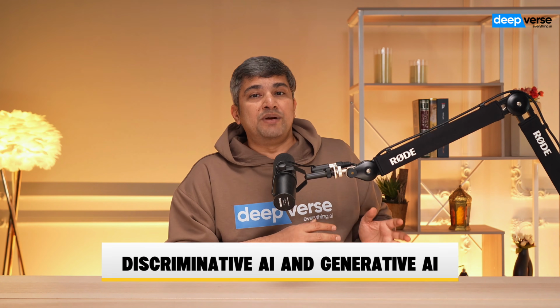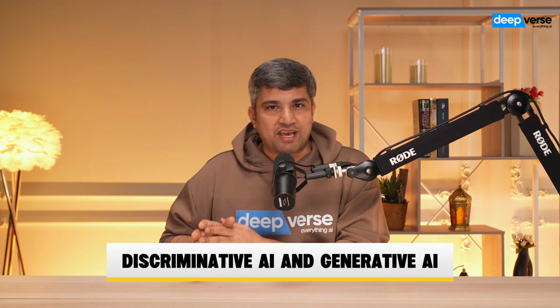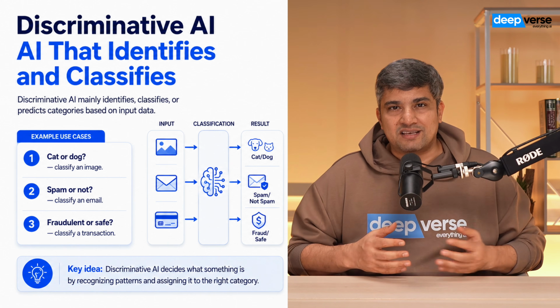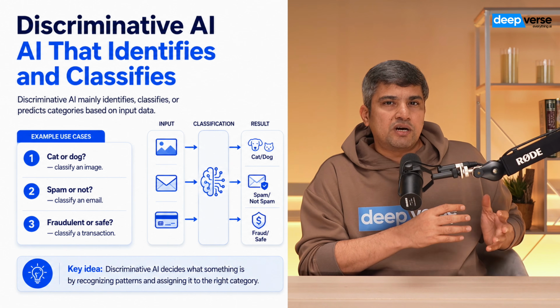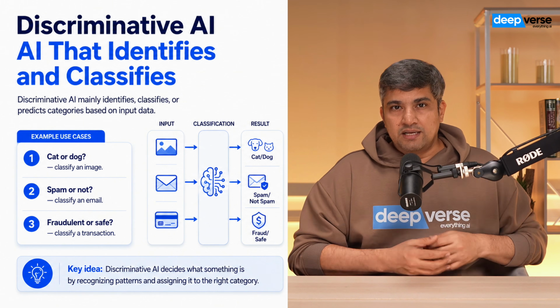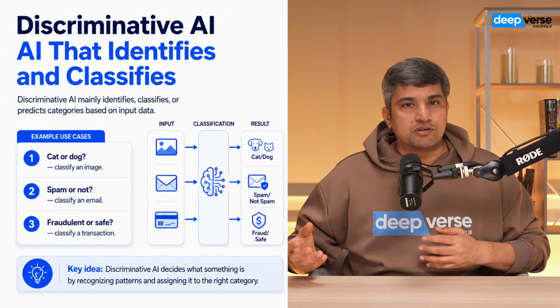Now, you will also hear two important terms, discriminative AI and generative AI. Discriminative AI mainly identifies or classifies things. For example, is this image a cat or a dog? Is this email spam or not? Is this transaction fraudulent or not?